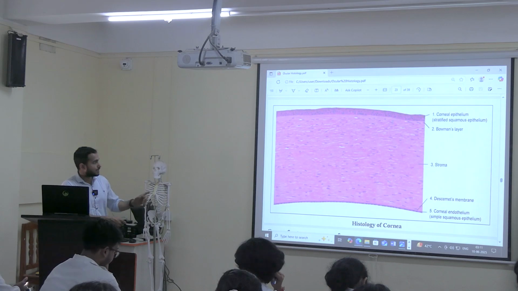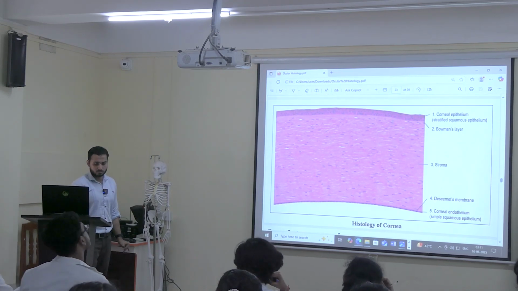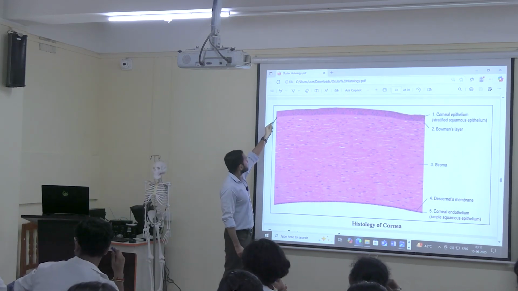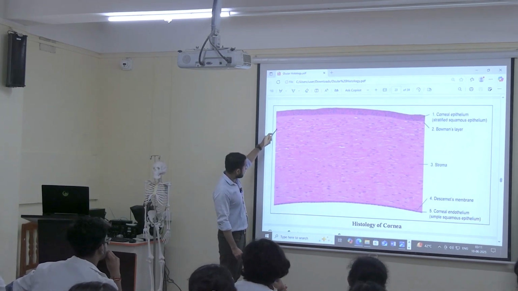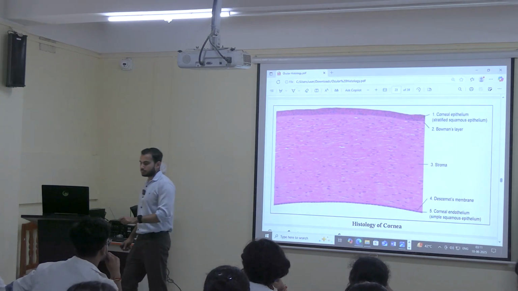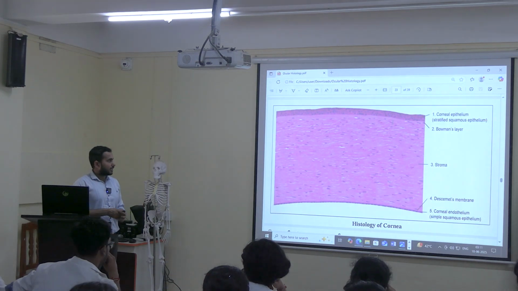So 90% of the thickness. Can you see the extent of the stroma? Look, from here to here. The entire extent is made up of stroma. The most important layer of the cornea.